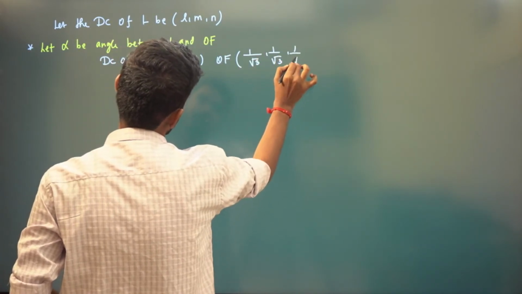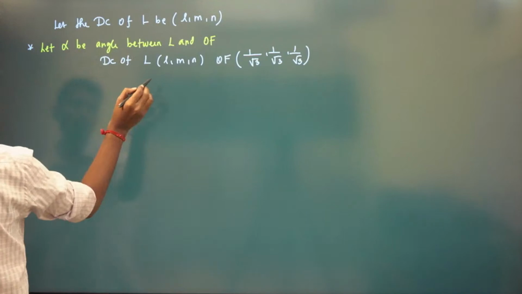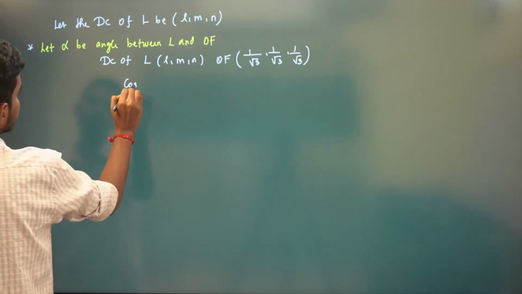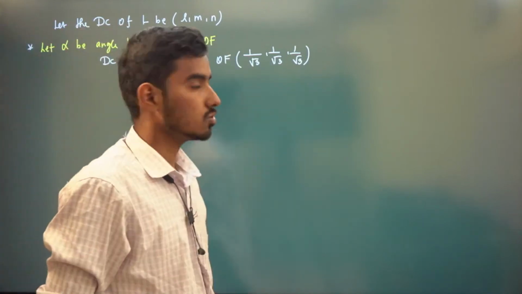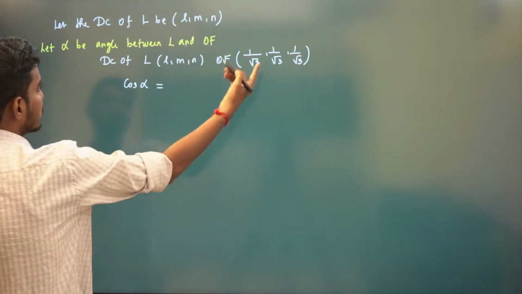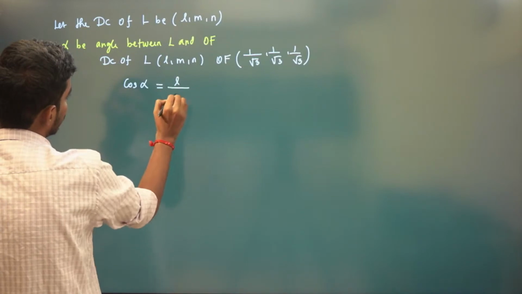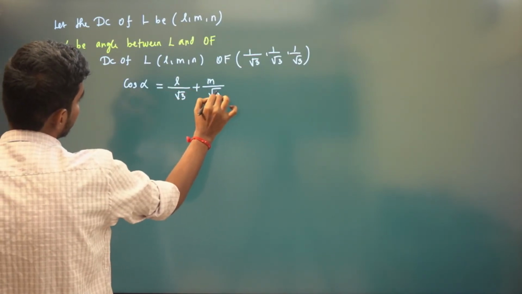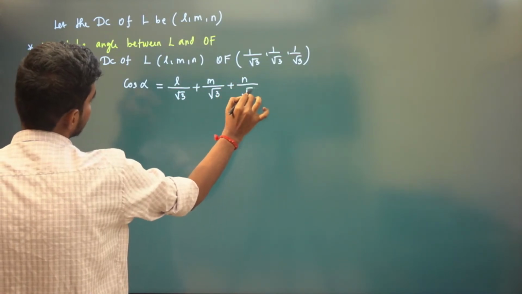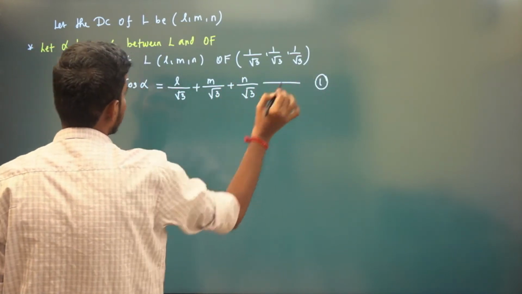Now what is the angle between the two lines? If you know direction cosines, let alpha be the angle between the two lines, and you know the DCs also. So cos alpha is L1 L2 plus M1 M2 plus N1 N2. So we will have L by root 3 plus M by root 3 plus N by root 3. This is the value of cos alpha.